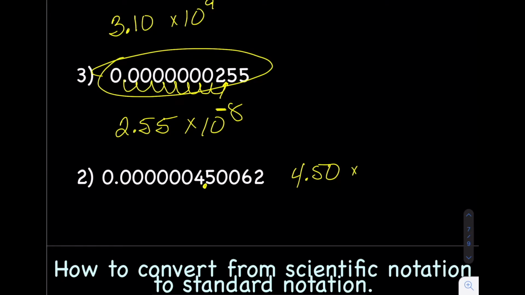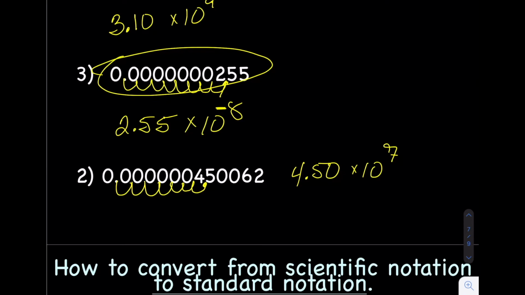4.50, move the decimal 1, 2, 3, 4, 5, 6, 7 times. Did I get that right? 1, 2, 3, 4, 5, 6, 7. We move the decimal 7 times. Our original number is less than 1. It's a small number, so the exponent is negative.